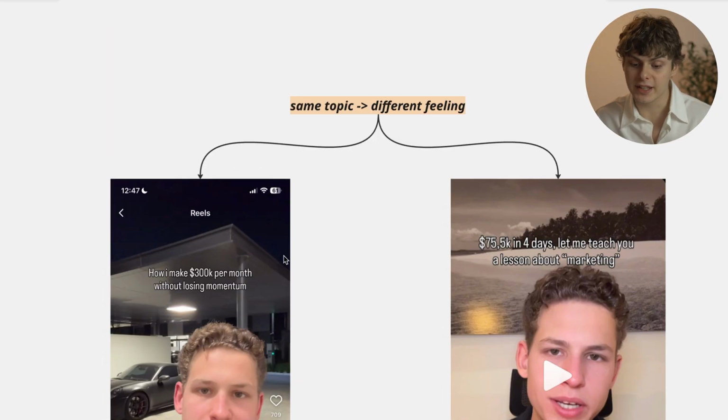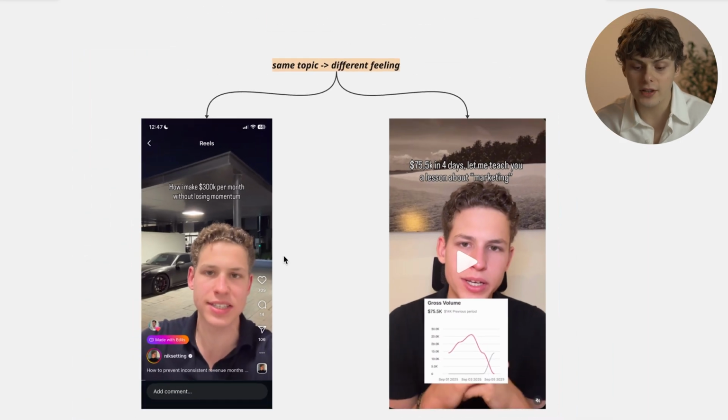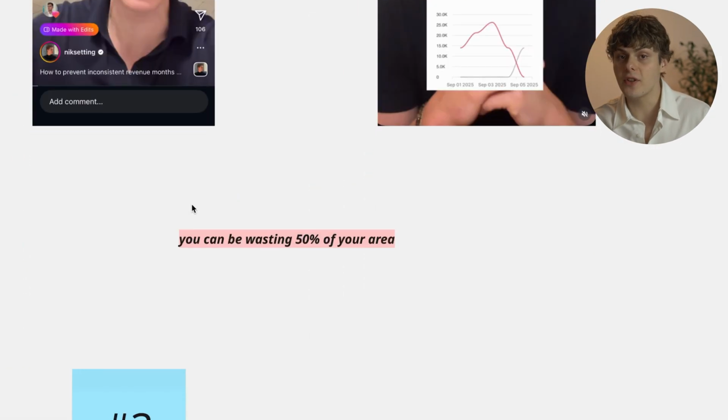Now the background, many people skip this. The same video can feel completely different depending on the background that you will show. And while many treat the main frame really seriously, not a lot of people put attention into this. And if you actually analyze that, you are wasting 50% of the area.